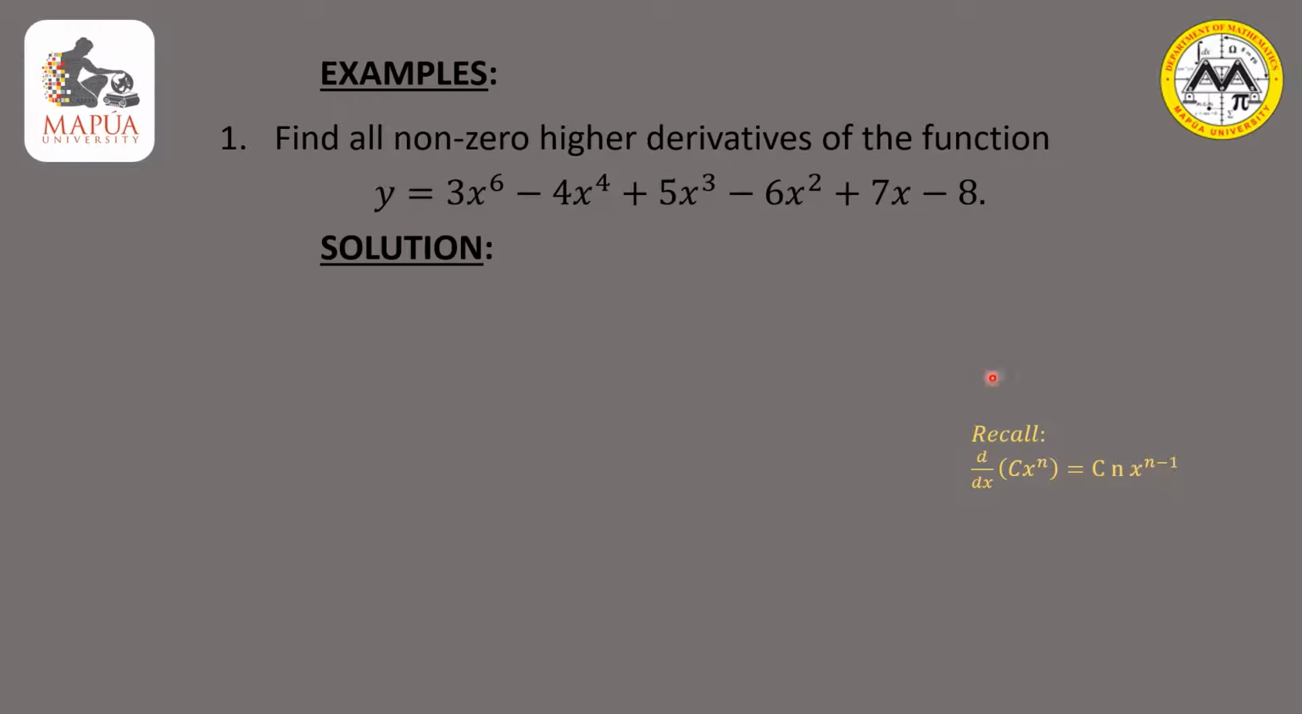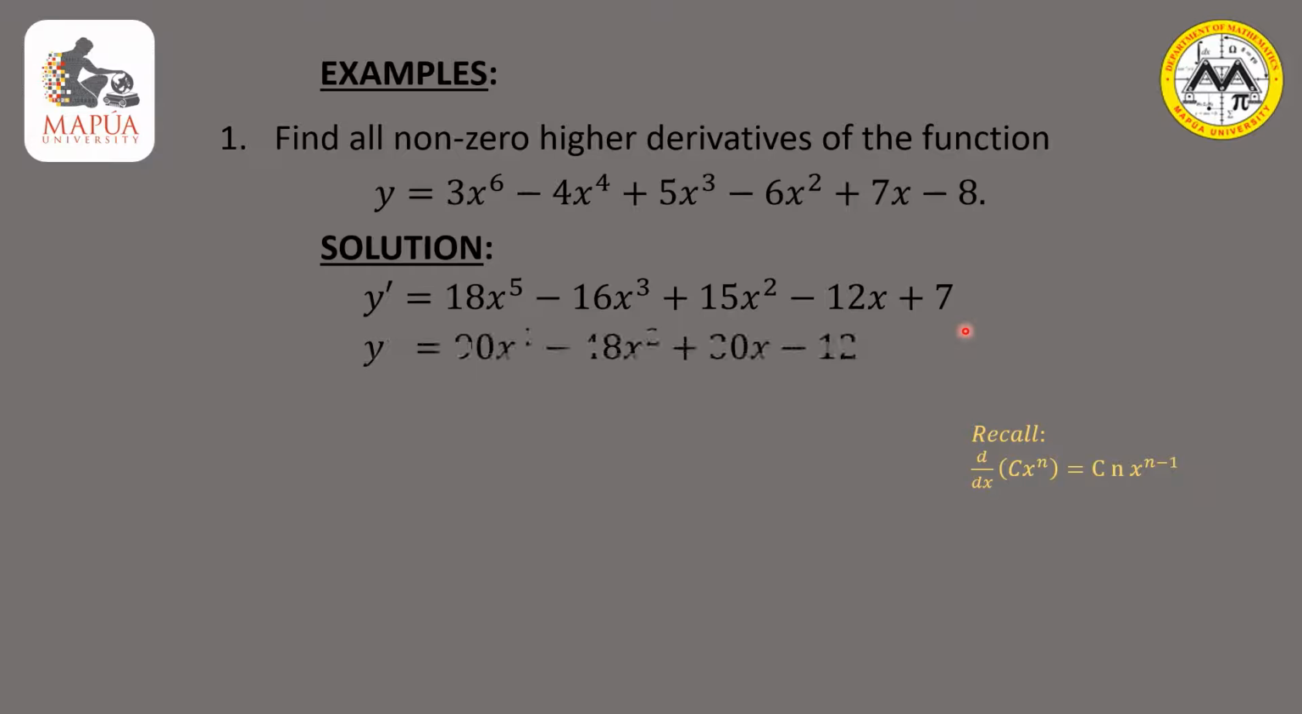So applying these rules now, differentiating the function y, we obtain y prime equal to 18x to the 5th minus 16x cubed plus 15x squared minus 12x plus 7. The second derivative is obtained by differentiating the first derivative with respect to x. So for the first term, we will have 18 times 5 times x to the 4th, thus giving us 90x to the 4th.